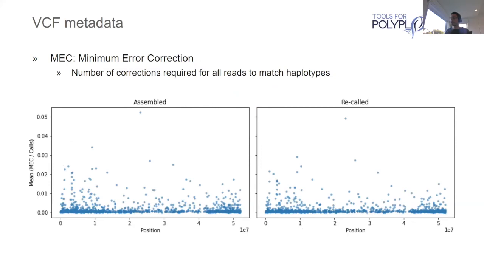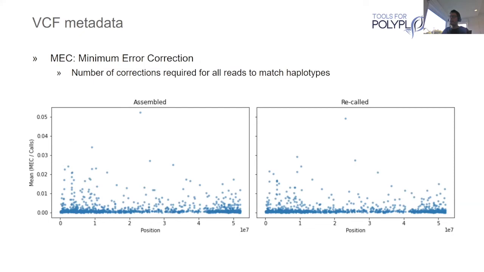The second parameter we're going to look at is MEC, or minimum error correction. This is quite a common metric used in a lot of haplotype assembly tools. We don't actually use MEC in the assembly itself, but we do report it just as a QC tool. So the minimum error correction here is calculated as the number of corrections that would need to be made to your reads to get them to match your genotype perfectly.